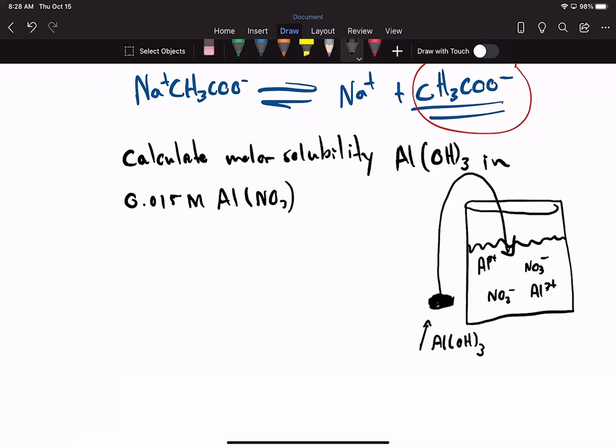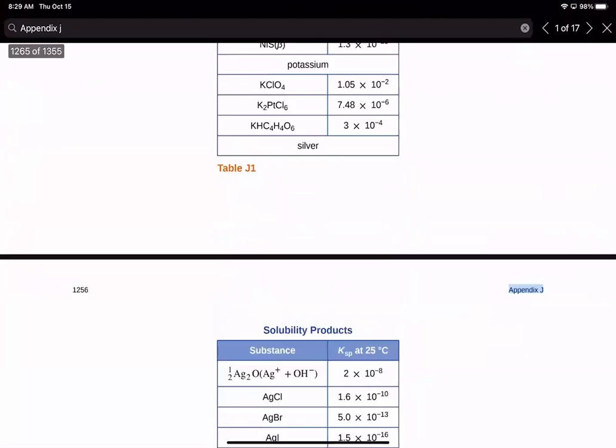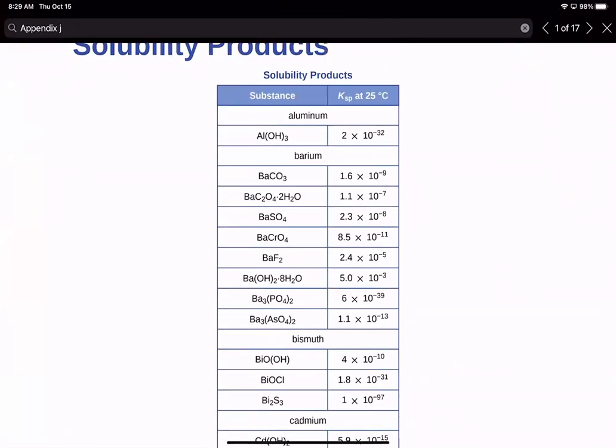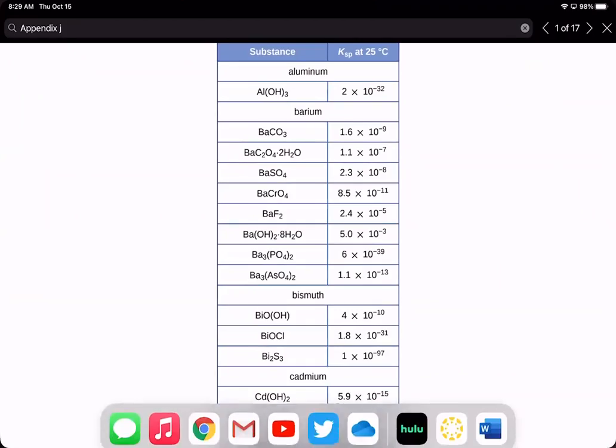Well, what's the molar solubility of this? How much of this is going to dissolve? That's essentially what we're asking: how much of this is going to dissolve in a solution of 0.015 molar aluminum nitrate. Well, let's see if we can find the KSP for this real quick. Aluminum. There it is, 2 times 10 to the minus 32.